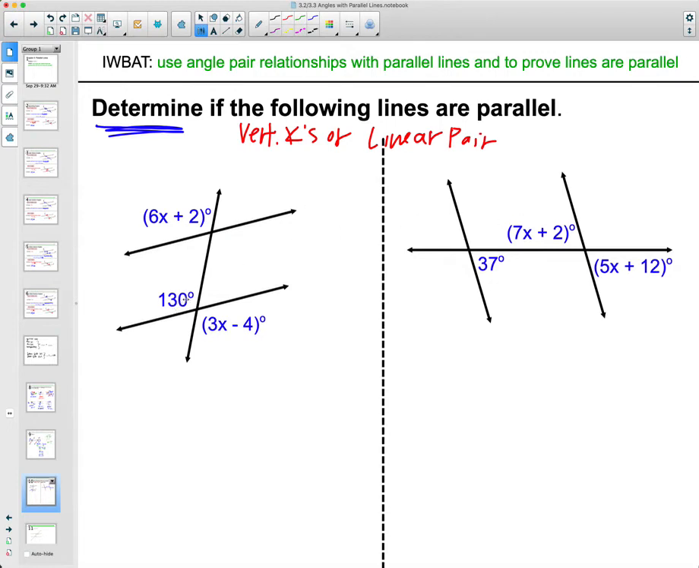So what I see here is vertical angles, okay, on the same set of angles, so like this lower part. So vertical angles are equal to each other, so we'll set these equal to each other. That way we can solve for x, knowing that those are equal. We don't know about this 6x plus 2 yet. So let's add 4 to both sides. And we get 134 equals 3x. Then divide by 3.